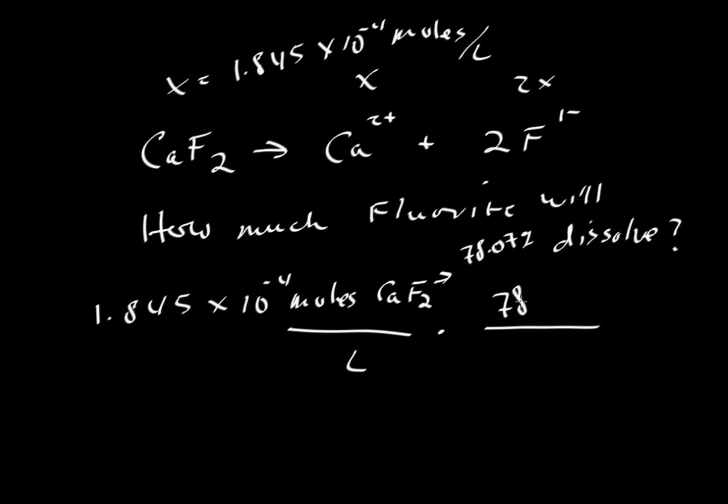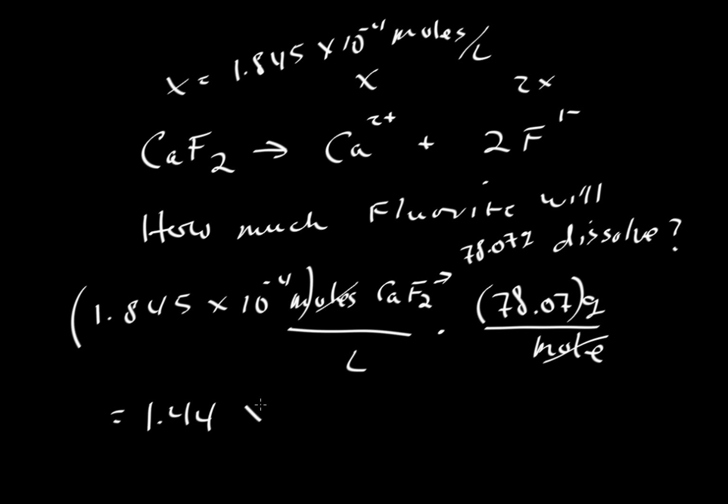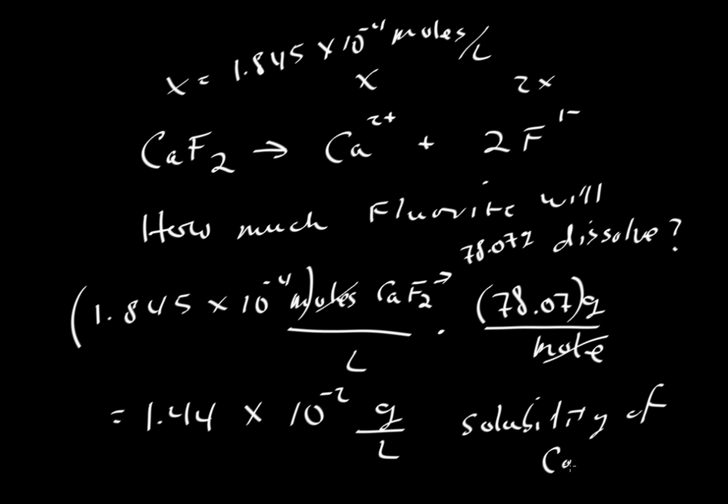Now let's write that over here. We would have 78.07 grams per mole. Notice that here the moles will cancel, leaving us with grams per liter. So if we multiply this times this, then we would get a value of 1.44 times 10 to the minus 2 grams per liter. That is our solubility of fluorite.